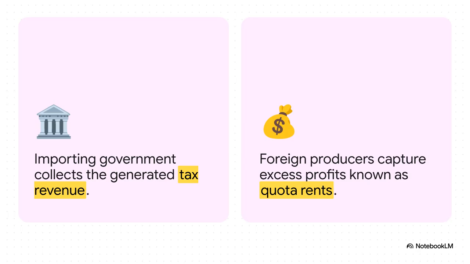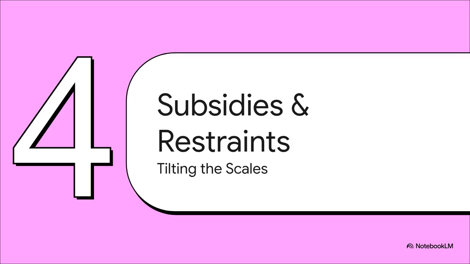You always have to follow the money. With a tariff, the importing country's government collects that tax revenue. But with a quota, foreign producers can often just raise their prices because of the artificially limited supply. So they capture that excess profit, which economists call quota rents. Meaning, a quota can actually be far worse for the importing country's overall national welfare than an equivalent tariff. Pretty wild, right?